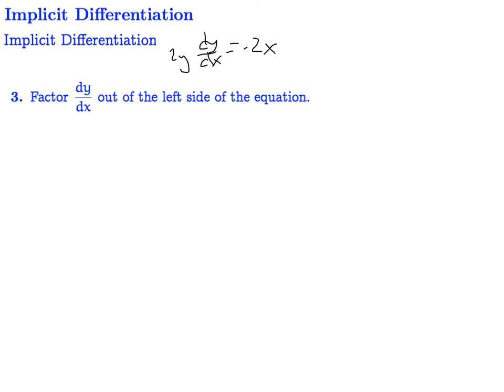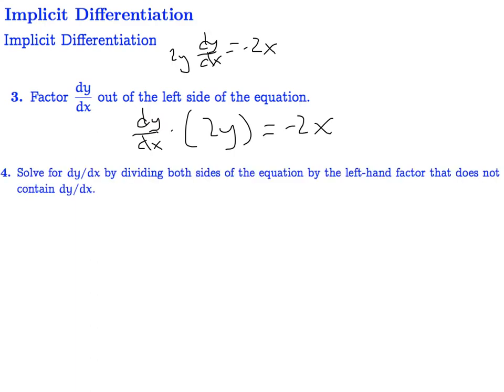The next step in this process is to factor dy dx out of the left-hand side of the equation. If we factor that dy dx out, we're just left with a 2y as the other factor. And finally, we solve for dy dx by dividing both sides of the equation by the left-hand factor, that is 2y, that does not contain dy dx. So basically, we've solved for our derivative, which is equal to negative 2x over 2y, which simplifies down to negative x over y. And so you can say, well, why did we do this?